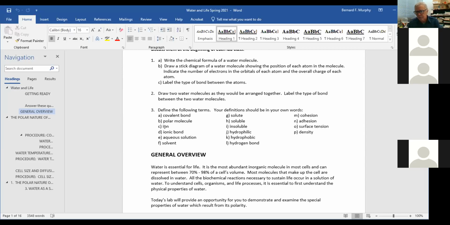Right. Aqueous solution. This is a water-based solution. A solution is a mixture of at least two molecules, where one is dissolved in the other. Right. And then you've got to know these next two terms, solvent and solute. The solute is the molecule that's dissolved. The solvent is the molecule doing the dissolving. So the biological solvent is water, and any solution where water is the solvent is called an aqueous solution.